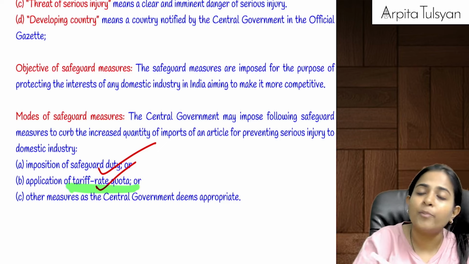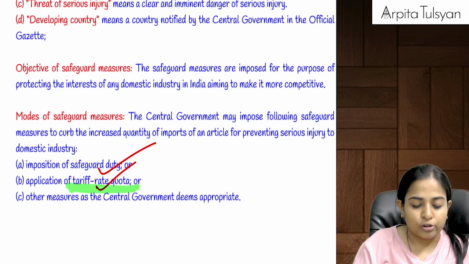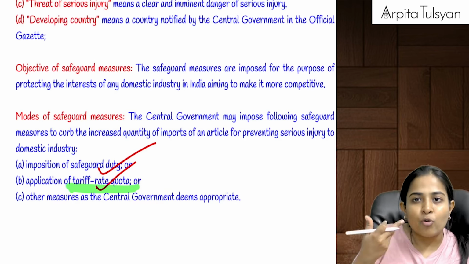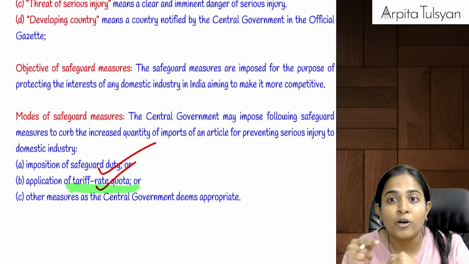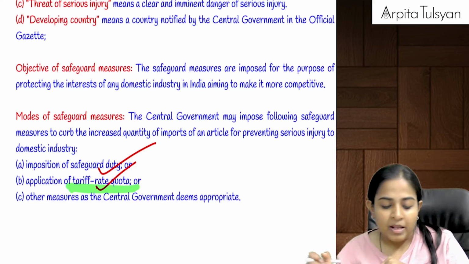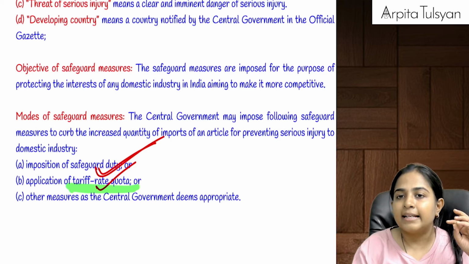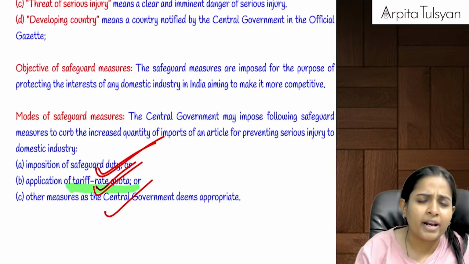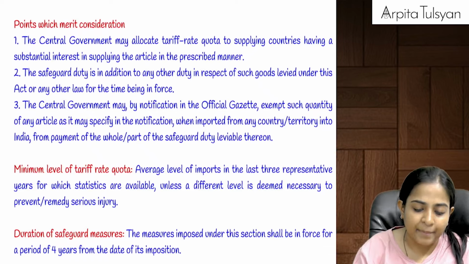So we will warn both of them. We will warn the importer also, and we will warn the exporter also. What will happen if we warn the exporter? If India levies more duties, the exporter will also become very cautious, because now he can start losing export contracts from India. So safeguard duty will be imposed, and next, tariff rate quota can be made applicable, or any other measures which the central government can think fit. All these things can be done.